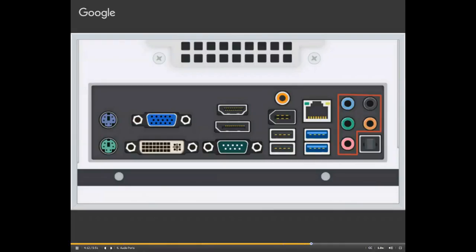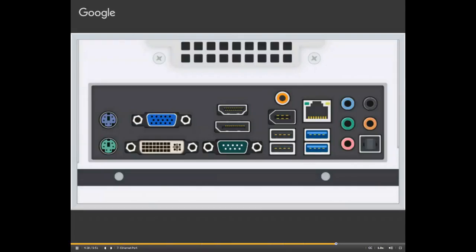The green jack is the line-out port. This is used to connect speakers to the computer. The pink jack is the microphone port and is used to connect a microphone in order to record audio. Now, most of the time you'll only encounter these three audio jacks on the left here. However, higher-end motherboards will also have these two jacks, which are used with surround sound devices. The black jack is for connecting rear speakers, and the orange jack is for the subwoofer.